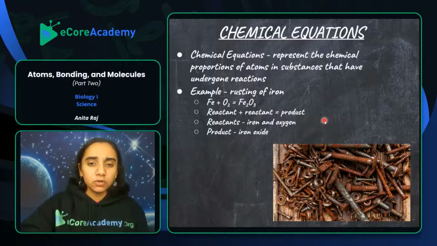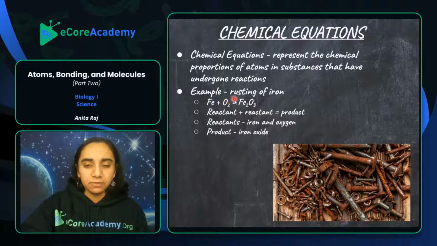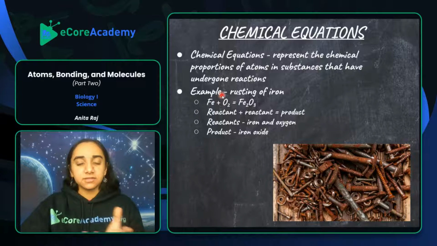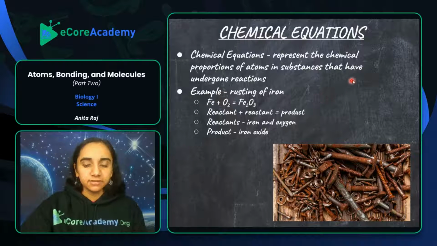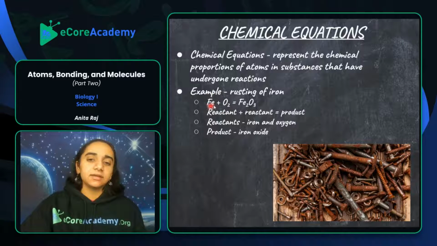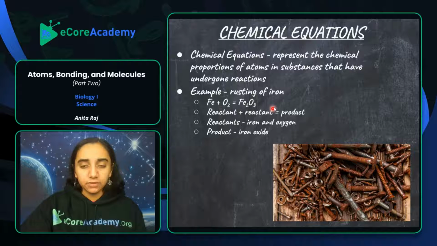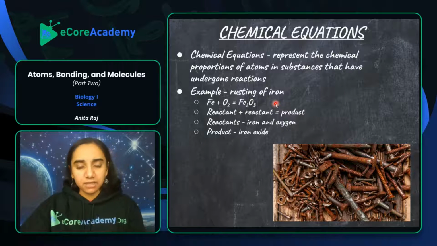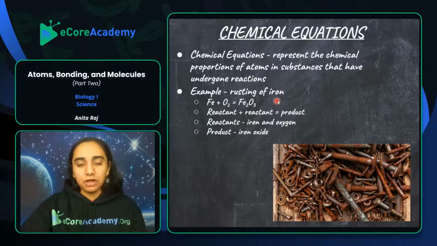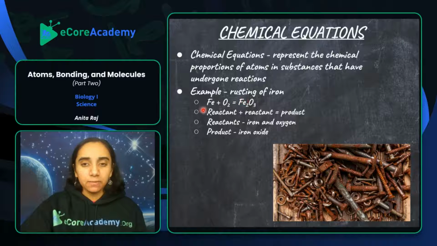These chemical equations, like the one you see here that says Fe plus O2 equals Fe2O3, represent the chemical proportions of atoms. So how much Fe is in the substance, how much O2 is in the substance, and this plus sign indicates that they have undergone a reaction. An example is the rusting of iron. Like we said, when iron reacts with oxygen, it forms iron oxide or rust. So this is the actual chemical equation that represents exactly what's happening.